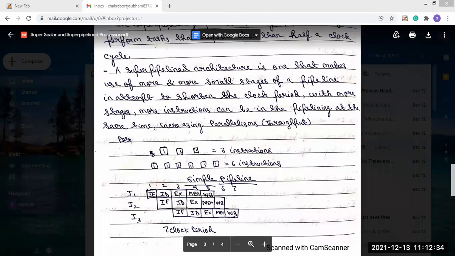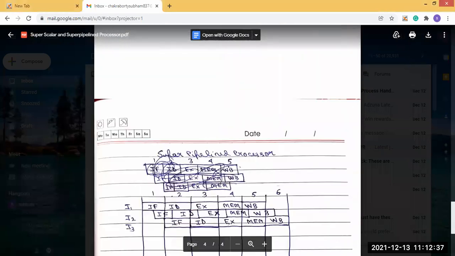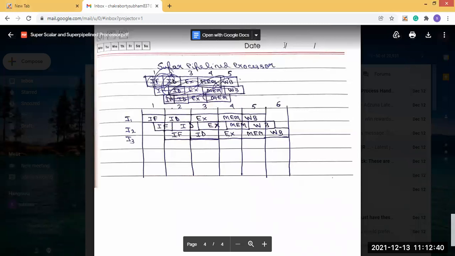But if we do it in super pipelining, you see the change. We have said that each stage requires half a clock cycle. So let's say instruction 1 is doing the instruction fetch in the first clock cycle. But you see, when there is 0.5 in that stage, from there the next instruction 2's execution starts.